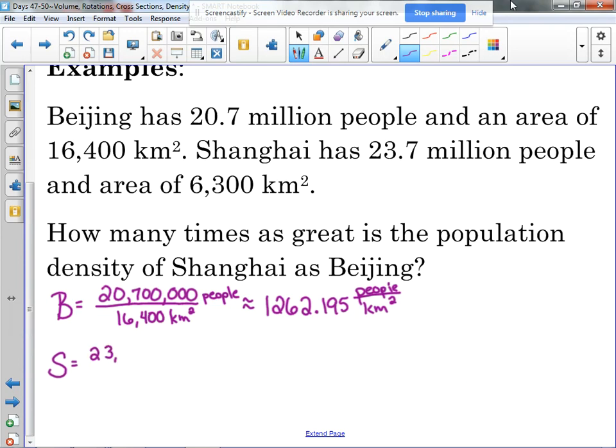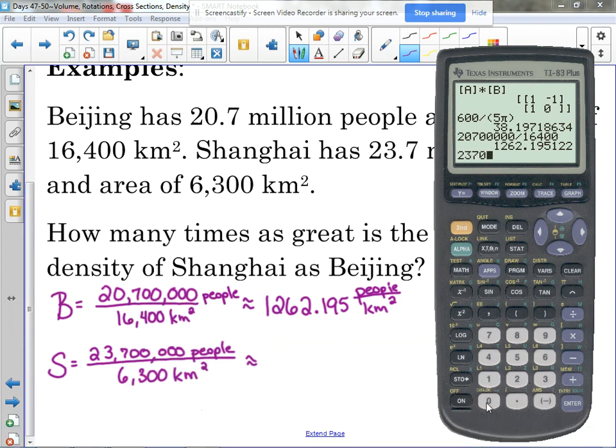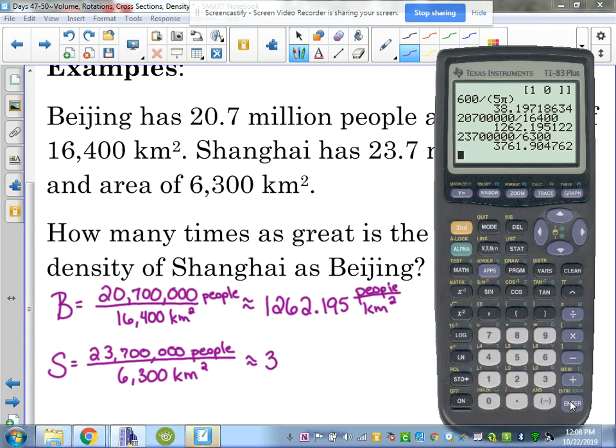Shanghai is 23,700,000 people in 6,300 square kilometers. Now, I think it's pretty obvious just based on the numbers that you can tell Shanghai is more dense before we even truly calculate the density, because it's definitely more people in a smaller space. That's 3,761.905 people per square kilometer.